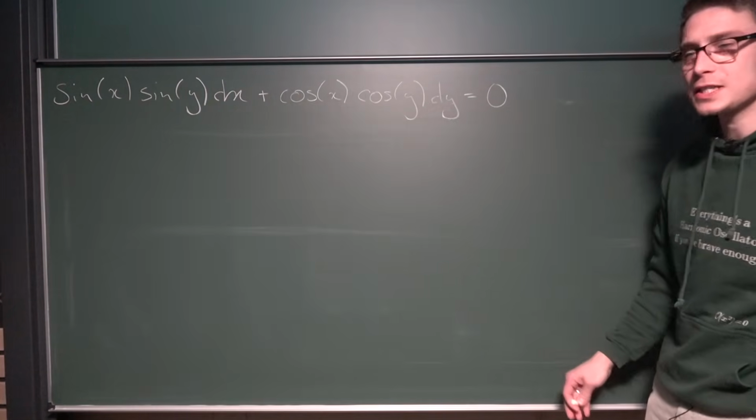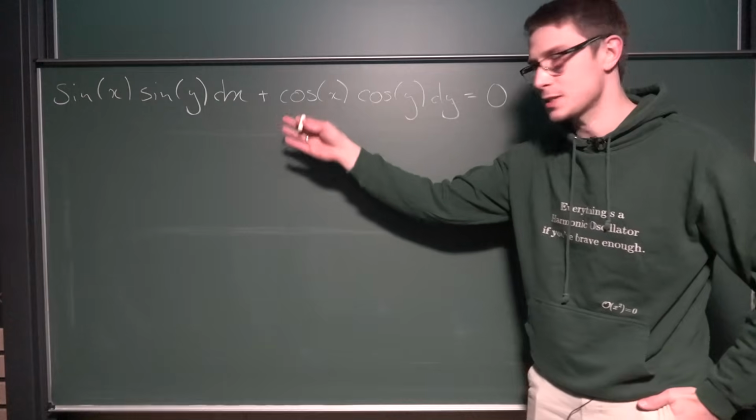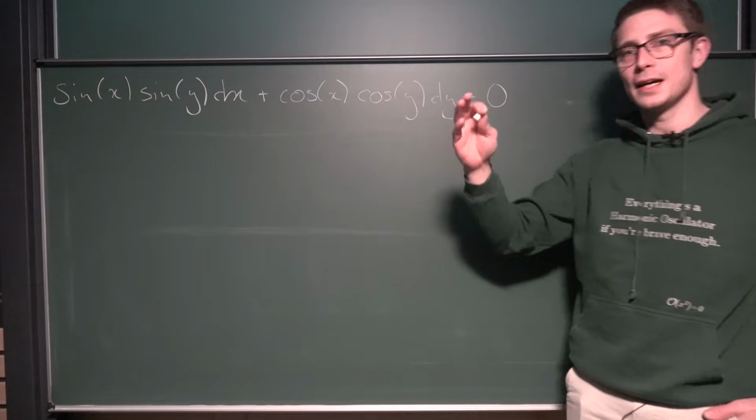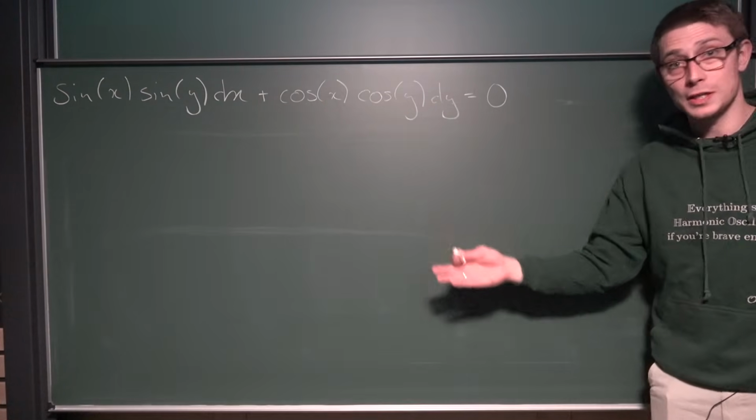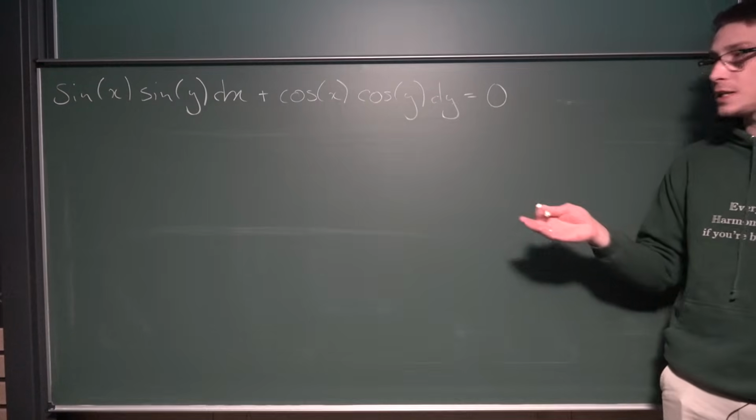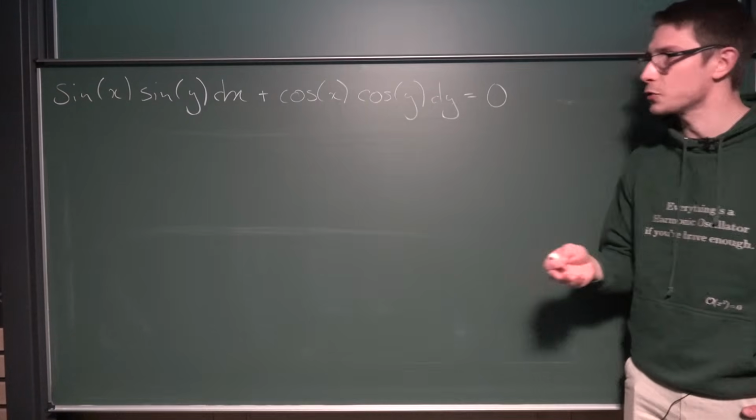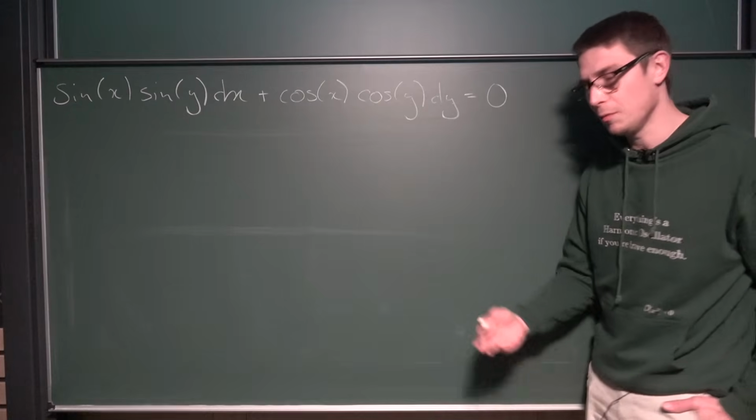It's a differential equation: sine of x times sine of y dx plus cosine of x cosine of y dy is equal to 0. Try it out for yourself, solve this differential equation, see if it fits my solution, if I get it right, and then keep watching the video for hopefully the solution.